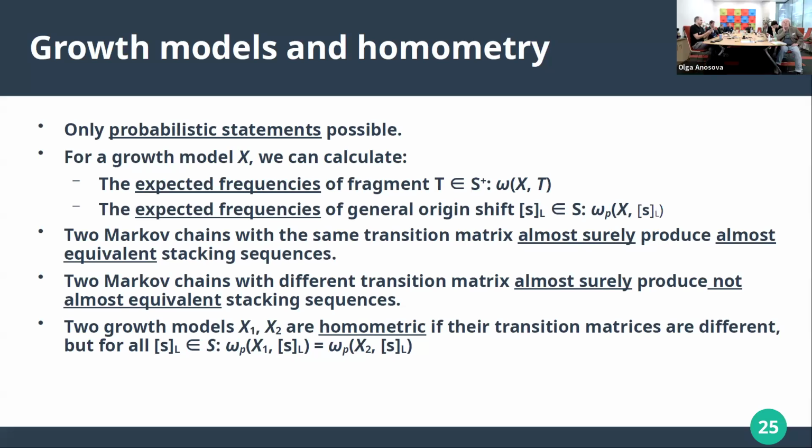When you have these growth models, you can only give probabilistic statements. So you can express expected frequencies of the fragments, which are derived directly. But it's quite easy to see that if they have the same transition matrix, then almost surely they produce almost equivalent stacking sequences. And if we have not the same transition matrix, they will almost surely produce different stacking sequences. And now we say that 2 of these Markov chains are homometric if they're different, but basically what they produce is homometric.